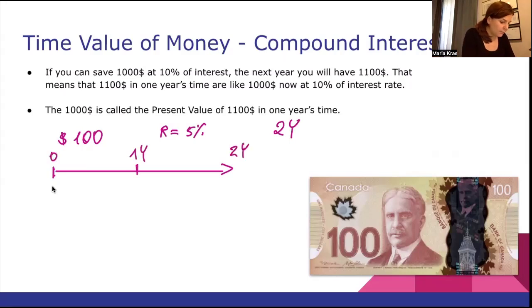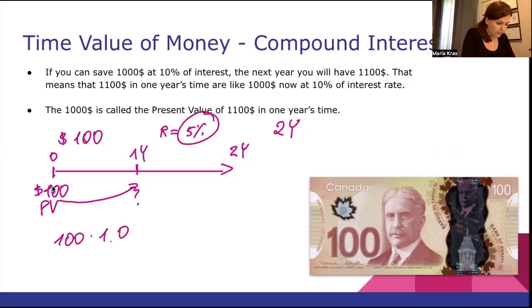So I put my $100 today. This is my present value, and I keep it in the bank for 1 year. How much are you going to get here at a 5% interest rate? Well, that's very simple, right? You just multiply $100 by 1.05, and that will be 105 here. But what if you keep it there for 1 more year? How much is it going to be?